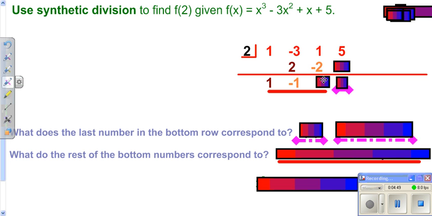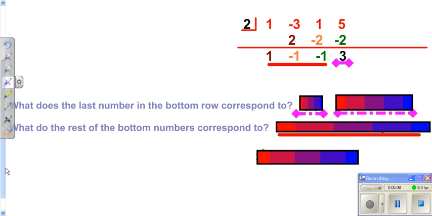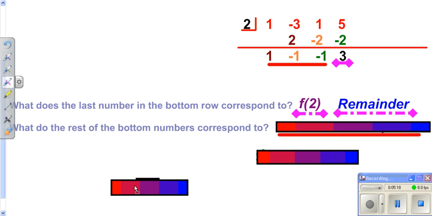Then you add. Then you take what we put on the bottom and multiply. Tells you what to put under the 5. And then you add. So, what do you notice about your last number? What does this correspond to? It corresponds to your f of 2, or you may want to think of it as your remainder.